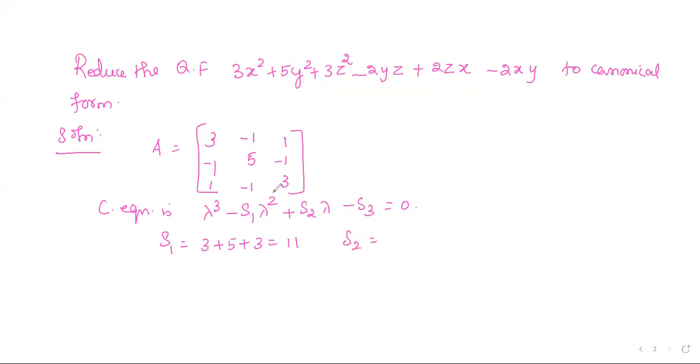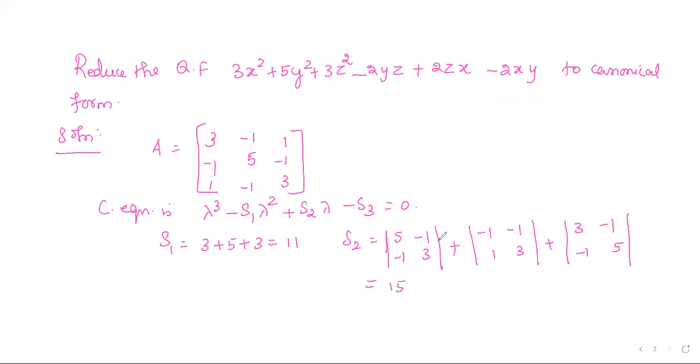And then S2 is equal to the sum of the minors of the corresponding principal diagonal elements. So adding that, you will be getting the value for S2. So S2 is the determinant 5 minus 1, minus 1 3, then plus 3 minus 1, minus 1 3, then plus 3 3, minus 1 minus 1 5. So simplifying this you will be getting S2.